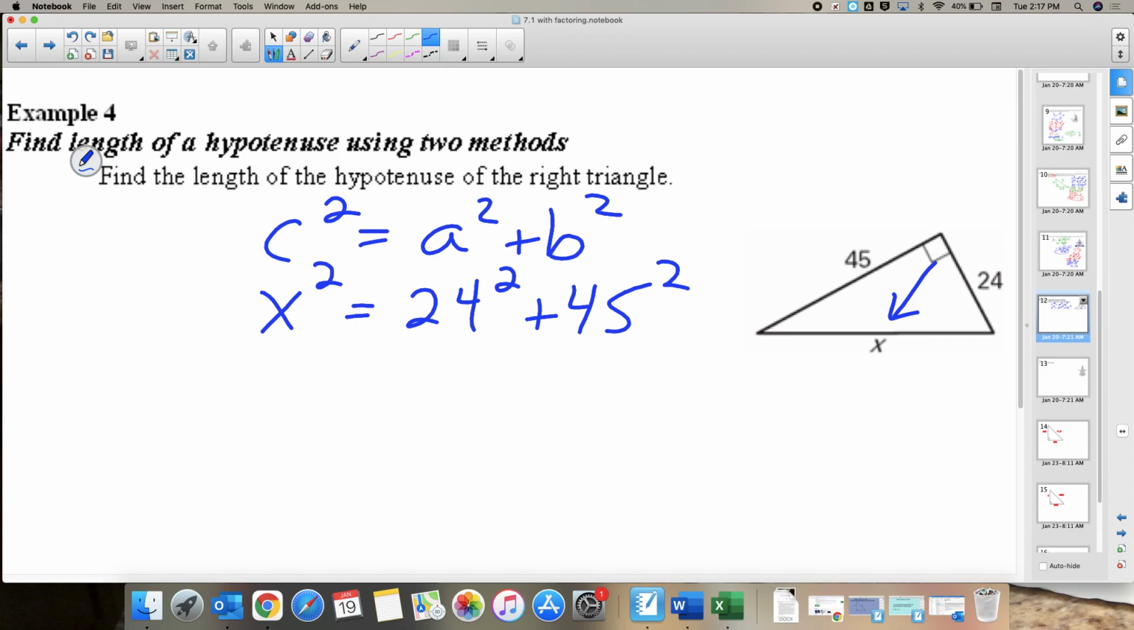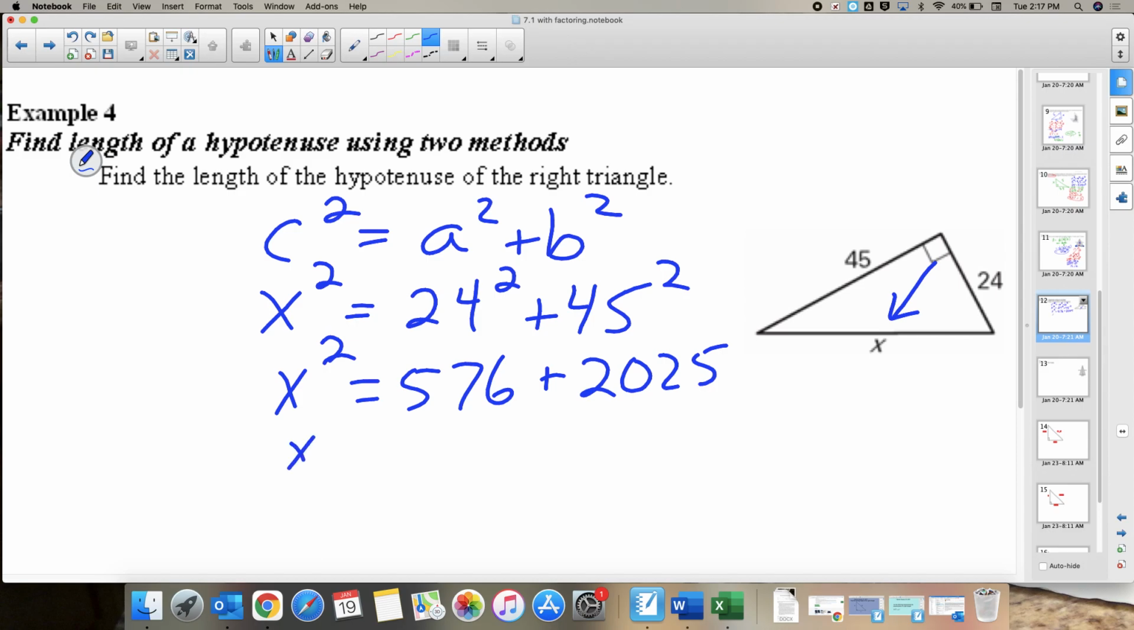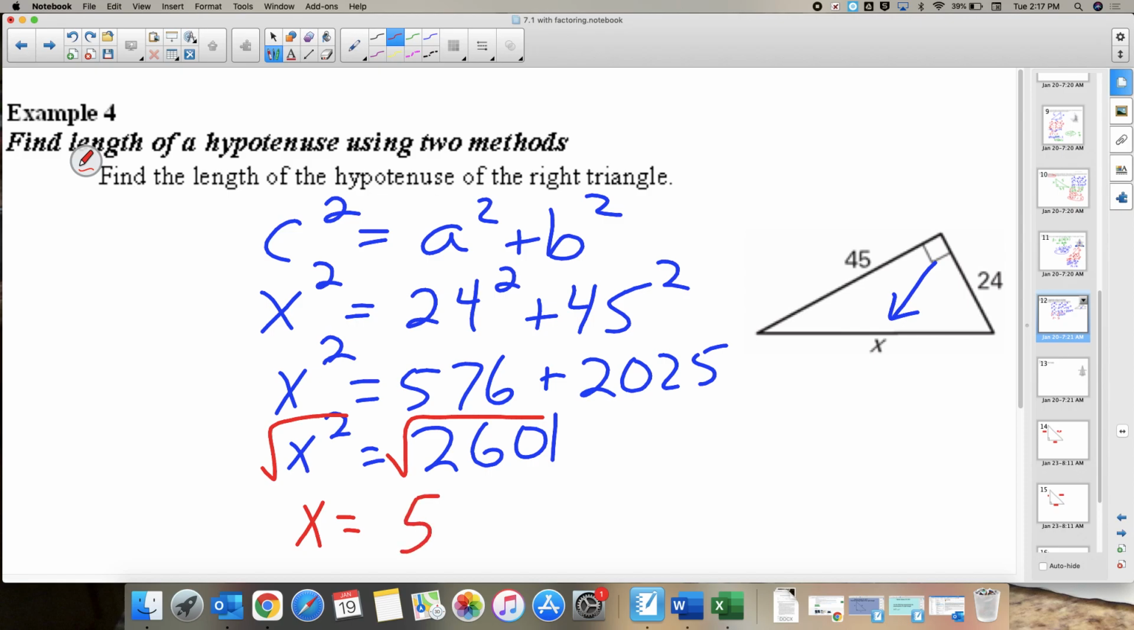So 24 squared gives us 576. 45 squared gives us 2,025. Add them together, we have x squared equals 2,601. Then we take the square root of each side. We get x to equal 51.